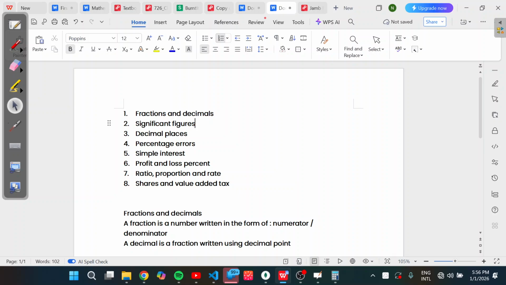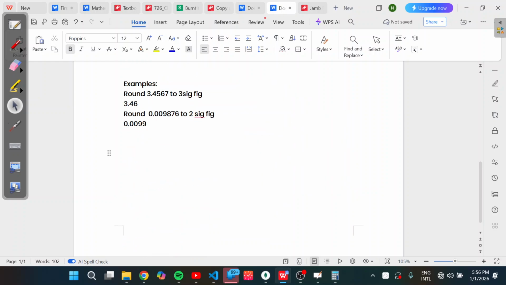Now we're moving on to decimal places. Decimal places refer to the number of digits after the decimal point. So if you see something like 4.56789 and they say round this number, let me just write this example. Round this number to 2 dp, that's 2 decimal points. You're going to count after the decimal point. You're not going to consider this number 4 here to be part of the decimal places.